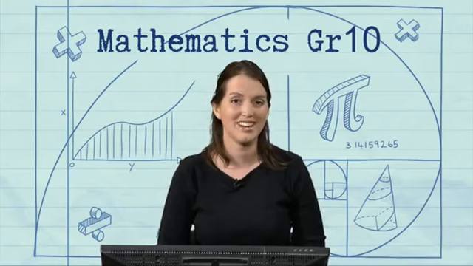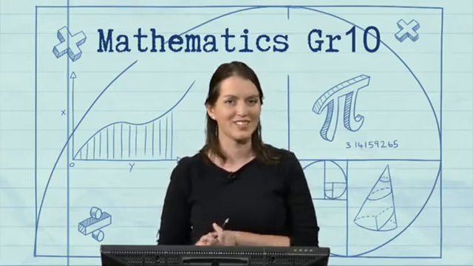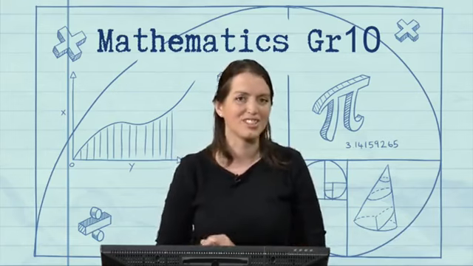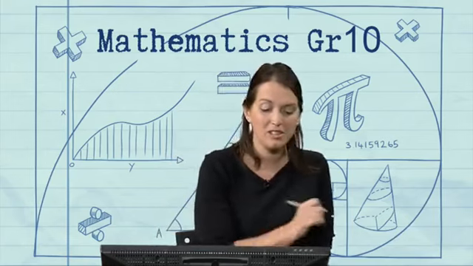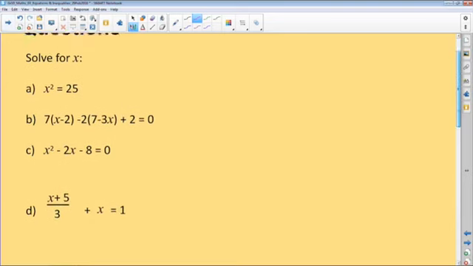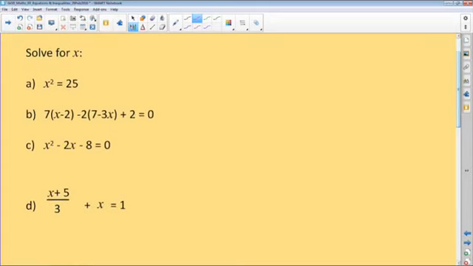I hope you wrote that down and you're ready to do it at the end of the term. Shall we look at the questions that we've got to do today? We're going to start by solving some equations. The first one is x squared is equal to 25. Then we have a long one over here, 7 into brackets x minus 2, minus 2 into brackets 7 minus 3x, plus 2 is equal to 0.